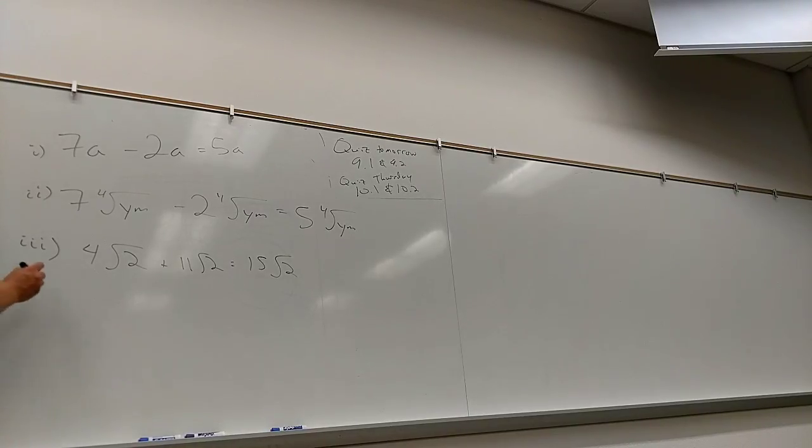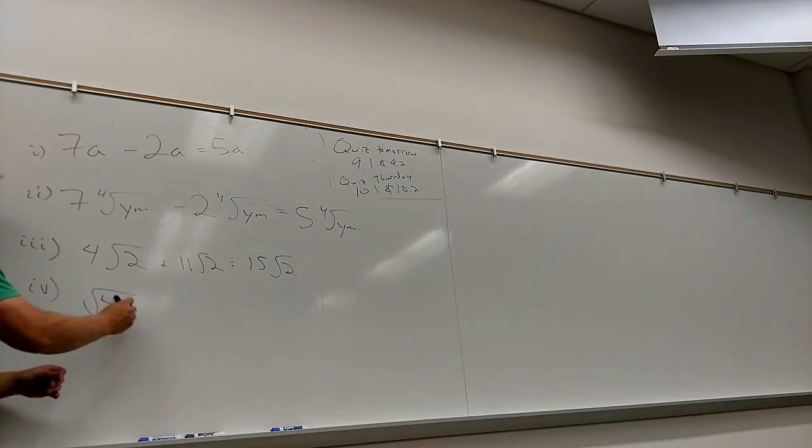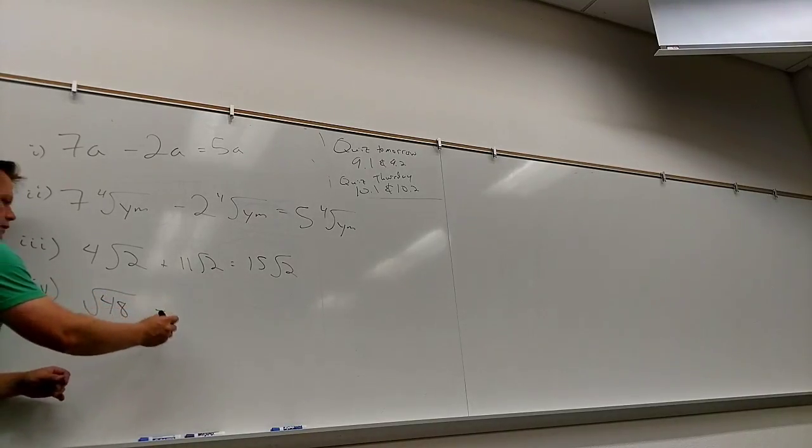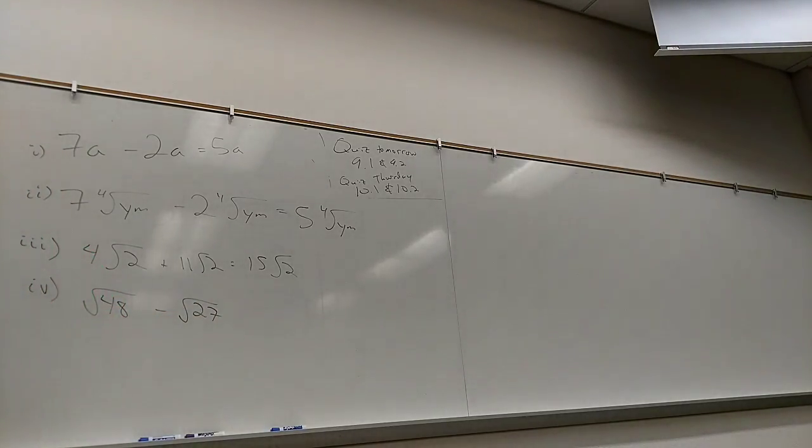So here's where people get a little wonky. What if I had square root of 48 minus the square root of 27? You break them down first.